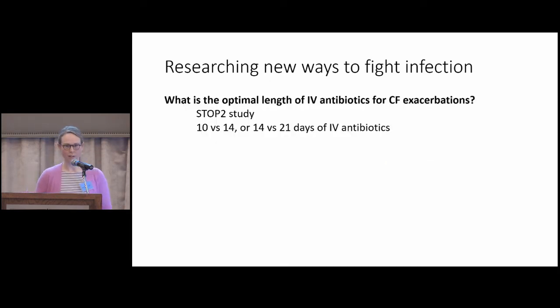And in addition to drug development, there's lots of other ways that we can work to improve how we fight infection and inflammation in people with CF. And I'll highlight a couple of the ones that we're participating in here again. And these are also clinical studies that are going on through the CF Foundation network. One is the STOP2 study, and this is addressing the question of what's the optimal length of IV antibiotic treatment for CF exacerbations. And so this will be looking at, based on how quickly someone's getting better during their exacerbation treatment, that person will be treated with either 10 or 14 days, or people that are responding more slowly will be treated with either 14 or 21 days. And hopefully from this study we'll get a lot of great data that'll really help tailor the length of treatment for CF exacerbations.